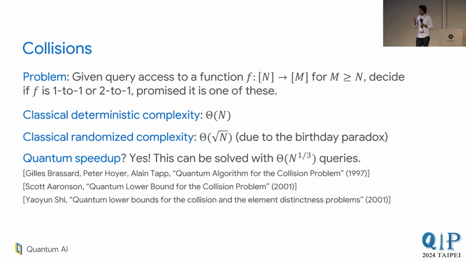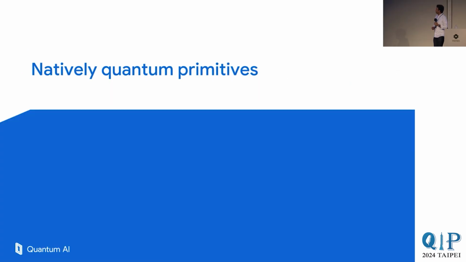Okay, maybe let's move on to genuinely quantum primitives, or natively quantum primitives. Some of these have names, like phase estimation and so on, and some of these don't have names. I wanted to say, think of the little ones that don't have names as well and give them some love. Next time when you're reading quantum algorithms papers, try to add these to your toolbox.